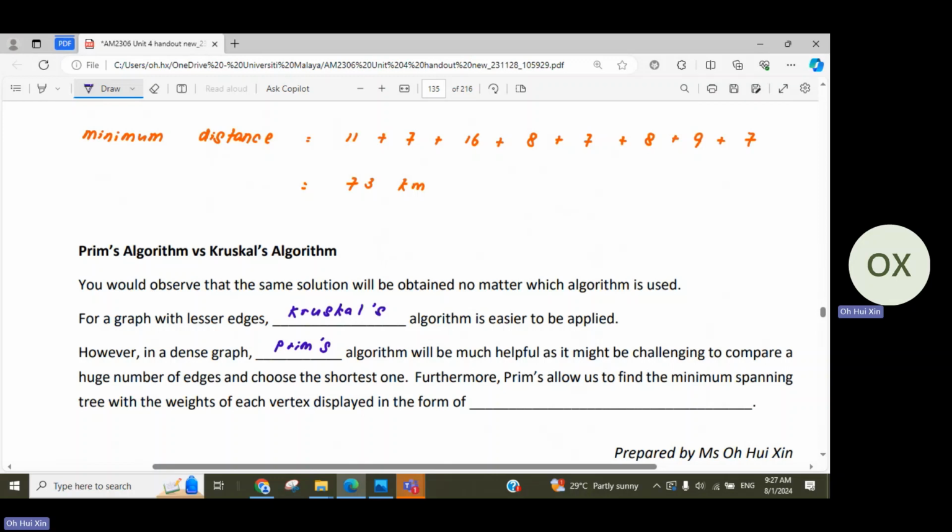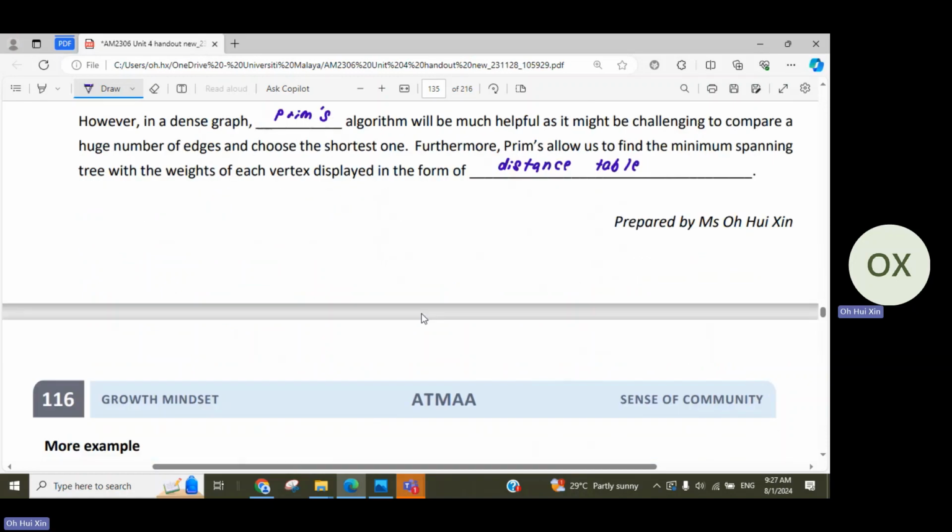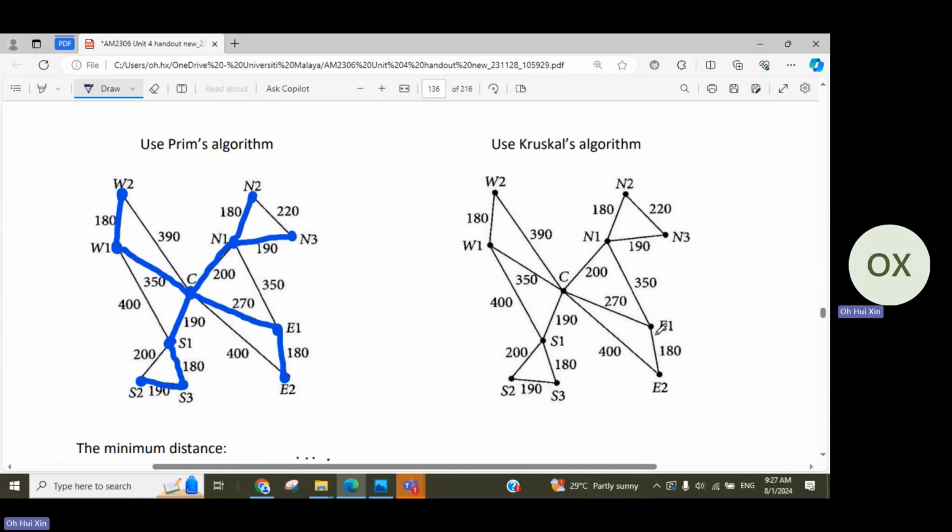It might be challenging to compare a huge number of edges and choose the shortest one. One important thing about Prim's algorithm is that it allows us to find the minimum spanning tree when the weights are displayed in the form of a distance table, which we will cover in the next lesson. The last thing: pause the video, and try to use Kruskal's algorithm for these two examples.